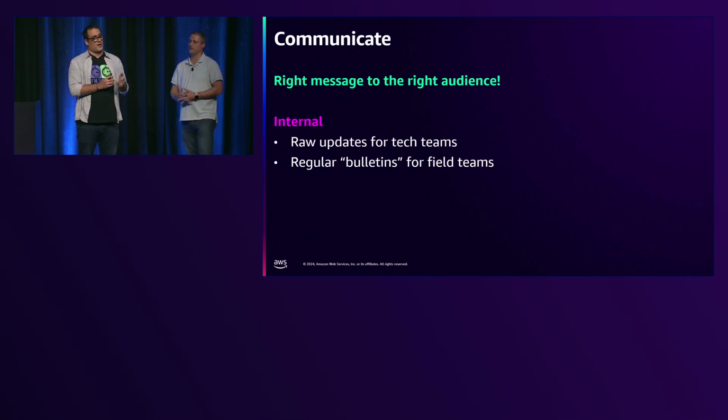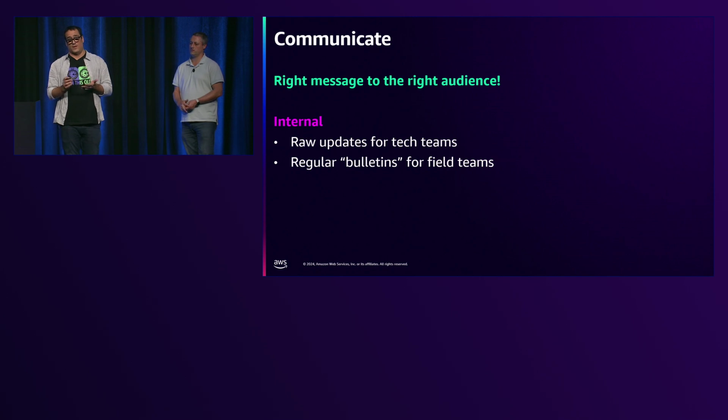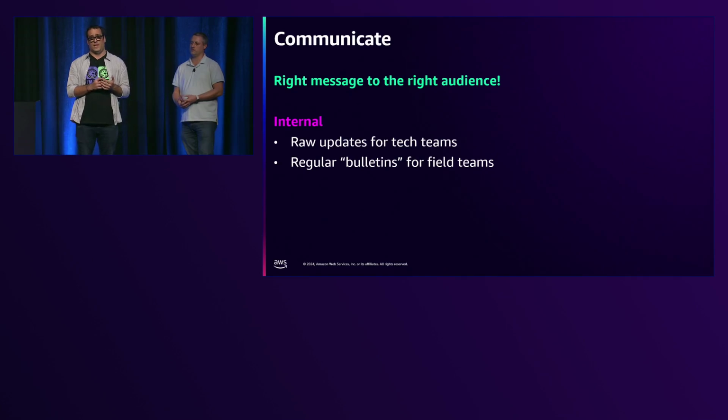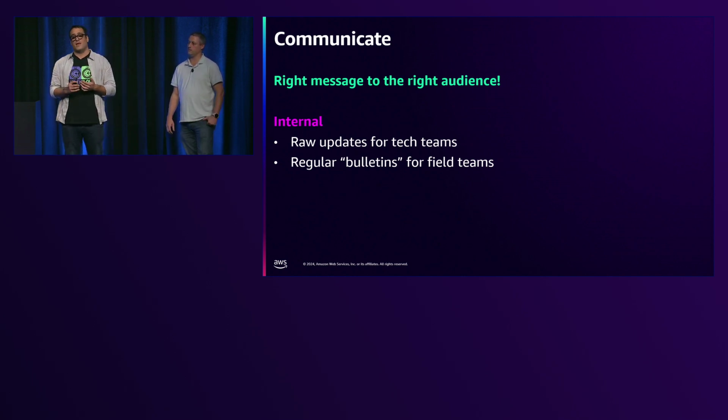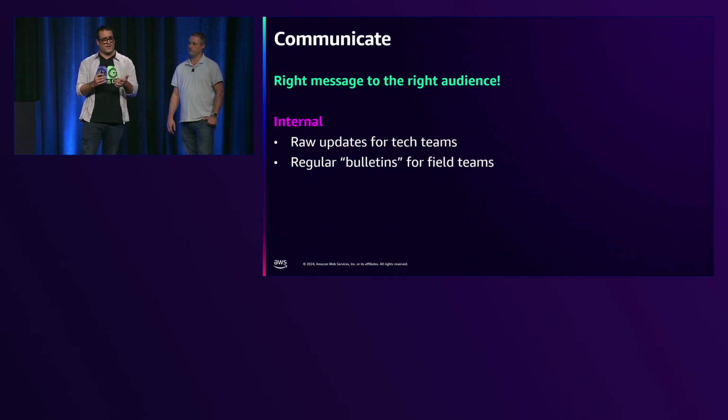Communication is obviously not just a single stream. We need to make sure we provide the right messaging to the right audience. So internally, we have two types of audiences. One is the strongly technical one that is familiar with internal service names, terminology, internal components. And to this audience, we provide just raw updates. It can be a distilled version of the tech ticket or even the tech ticket itself. We don't do any filtering, and this is really fast.